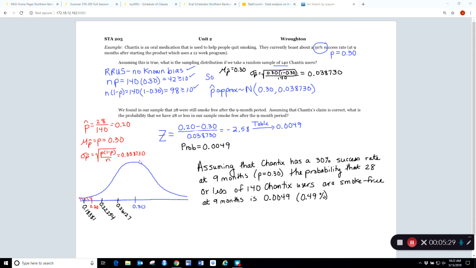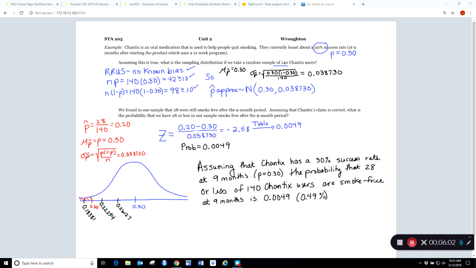First, they tell us there's a 30% success rate. We found in our sample that we had a 20% success rate, so our 28 out of the 140, which is, of course, less than what they reported. In fact, it's 10% less. Now, is that 10% less a big deal is really our question here. One of the things that's going to factor into that is our sample size.